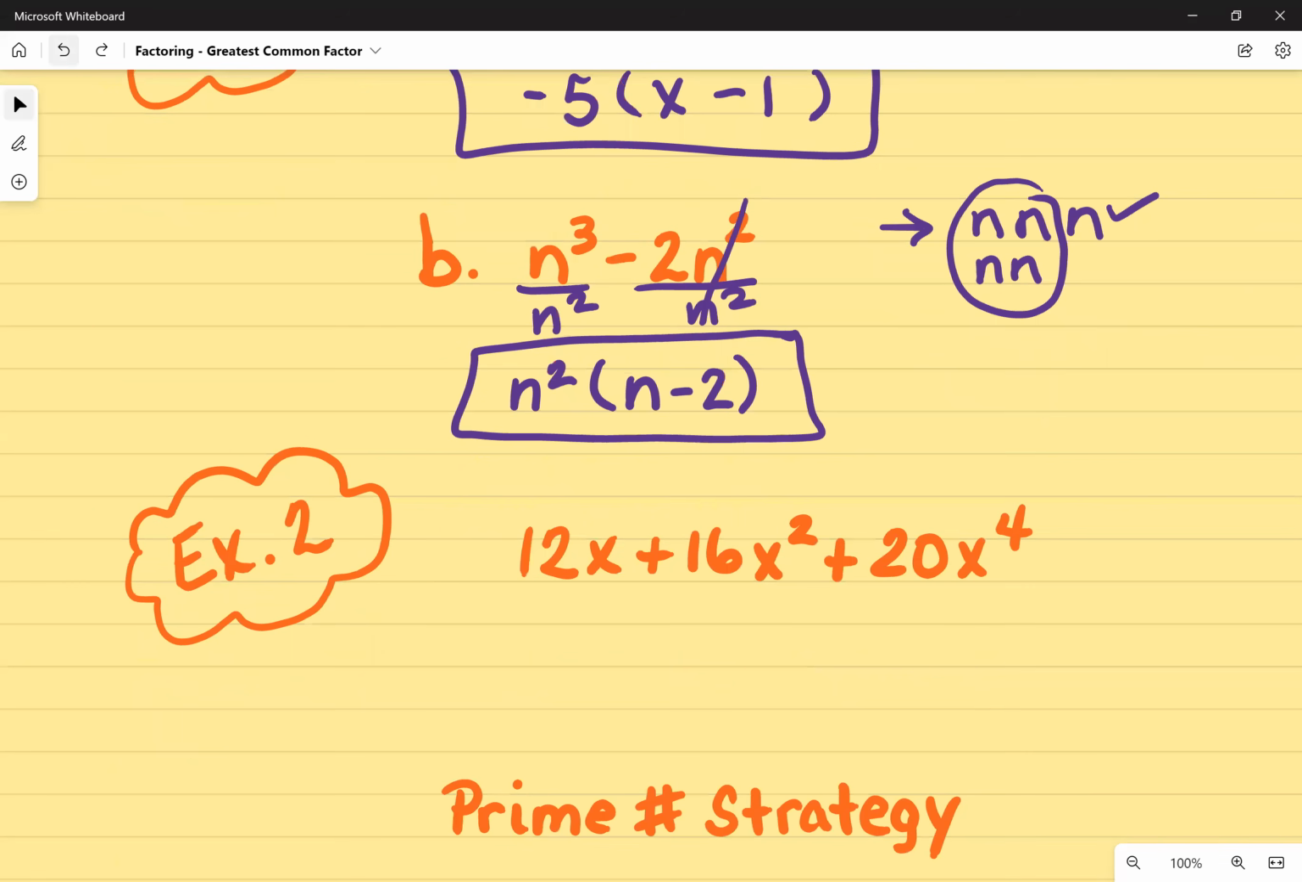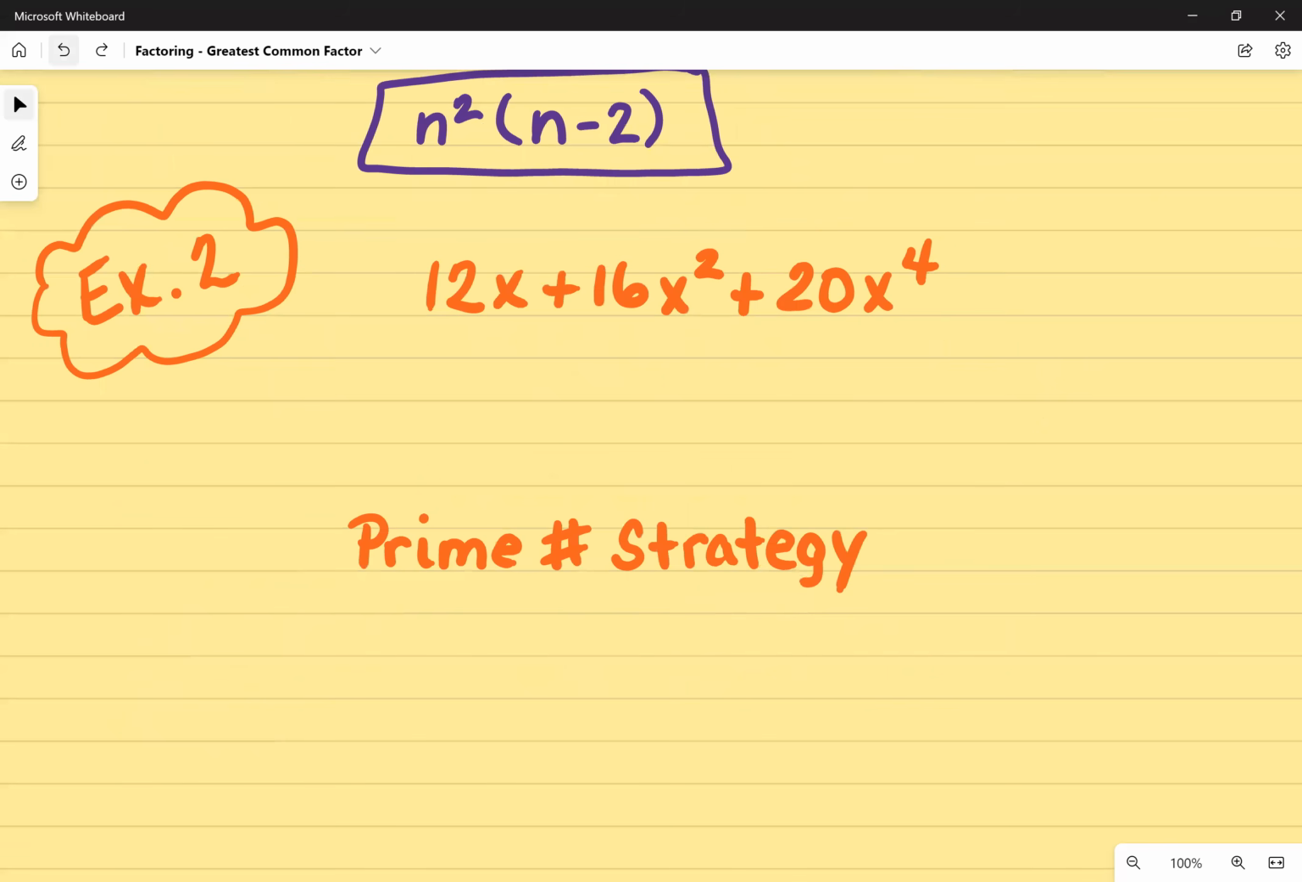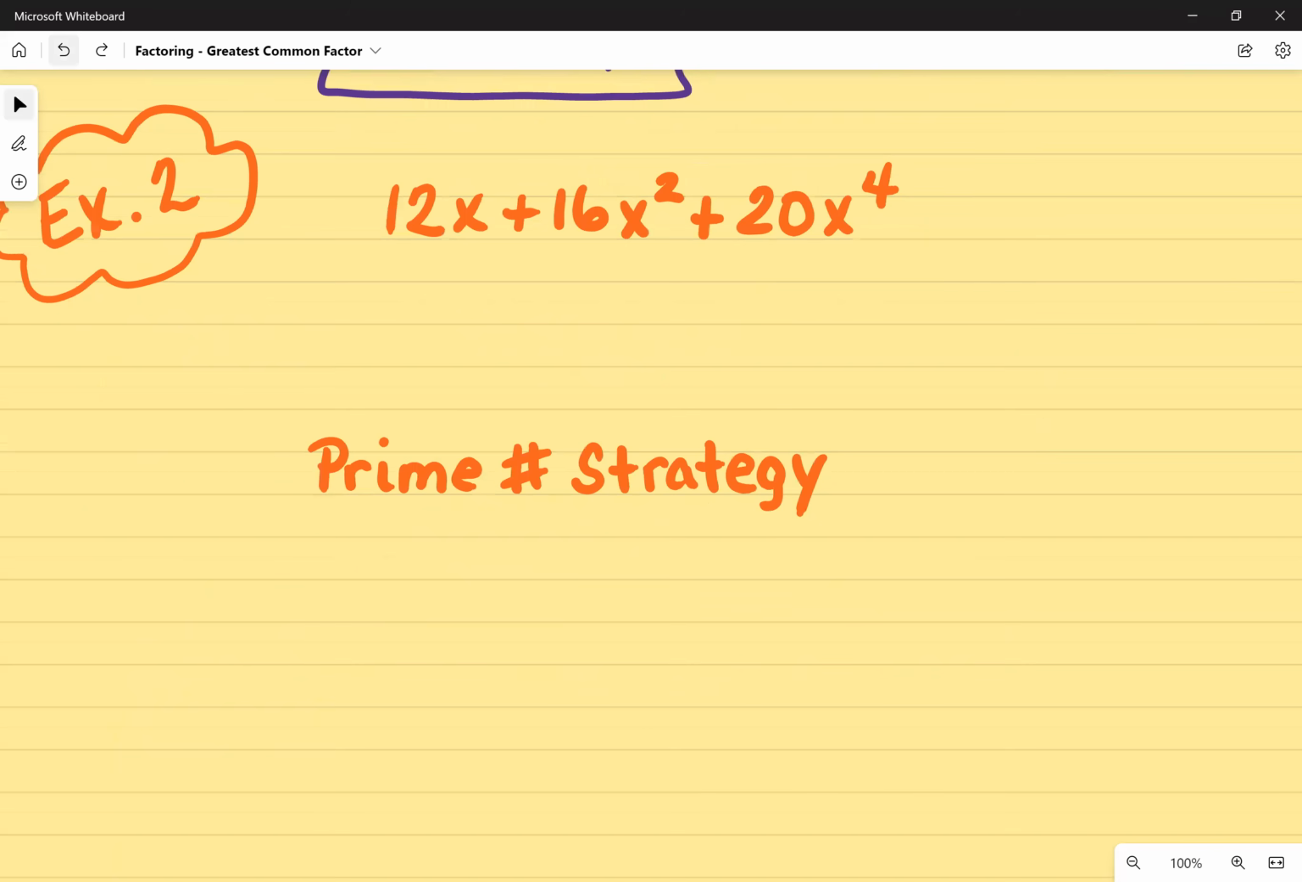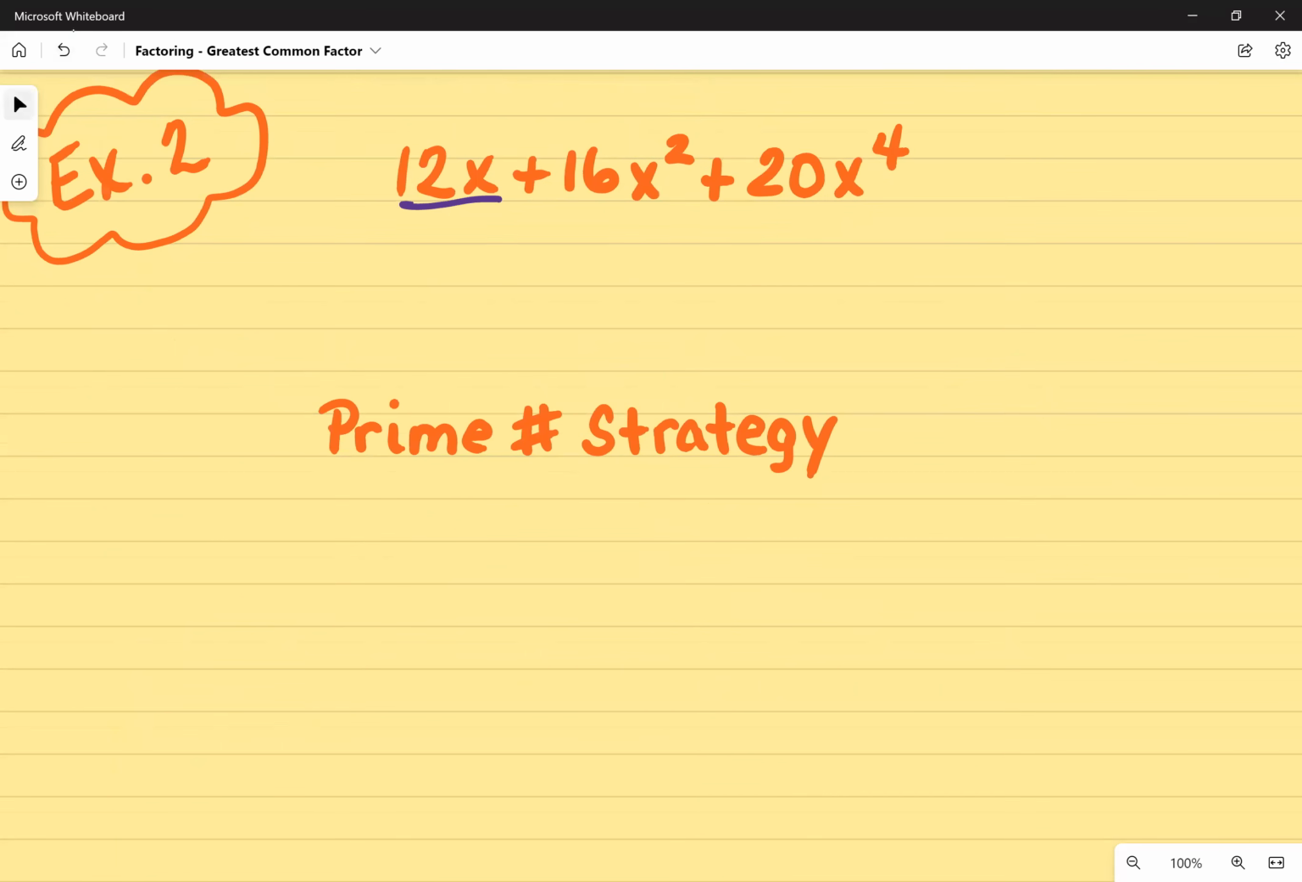Let's just say I have a trinomial, which means now I have 3 terms. 1, 2, 3. Remember, the terms are separated by the operations. In this case, I have a positive sign.